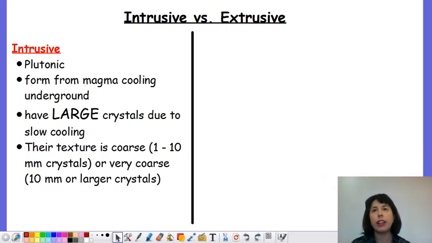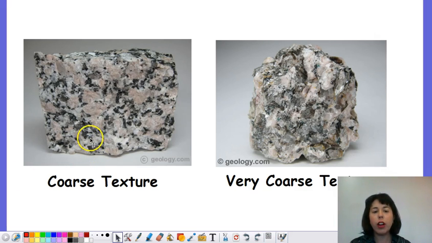When something is cooling very slowly, it gives more time for those crystals to form. So you can see right here rocks with a coarse texture and a very coarse texture. This is granite. It had a long time to cool, and the crystals grew into each other, and they're very visible. You can see the different minerals that make up this piece of granite. Likewise, I have some pegmatite here, and this is very coarse. It had a real long time to cool, and these crystals are greater than 10 millimeters.